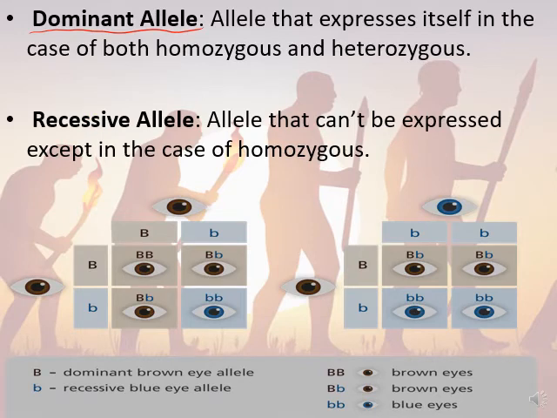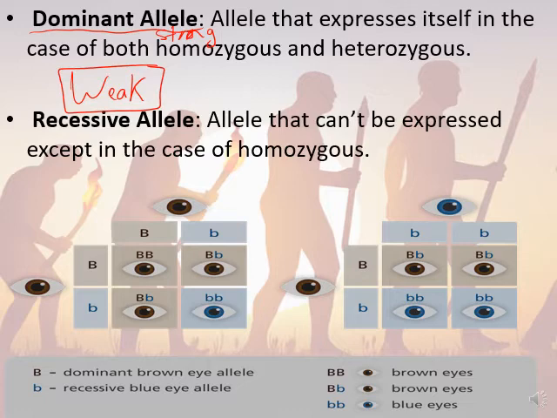A recessive allele cannot be expressed unless we have homozygous or pure, so it can't be expressed unless there are two weak alleles together. This is the strong allele, the dominant, while the recessive is the weak allele. So the weak allele cannot be expressed unless we have two weak alleles together, whereas the strong can be expressed if you have strong and strong or strong and weak.